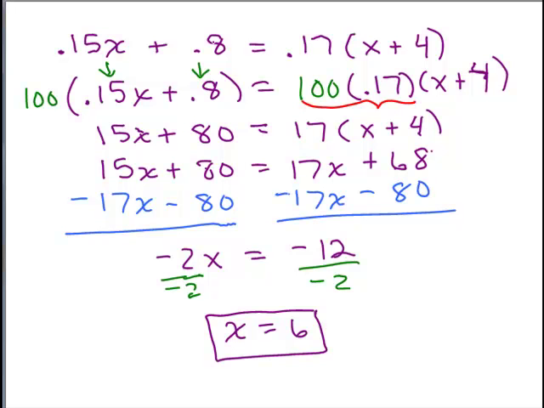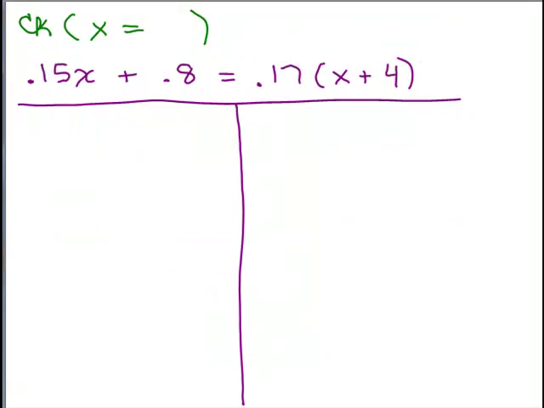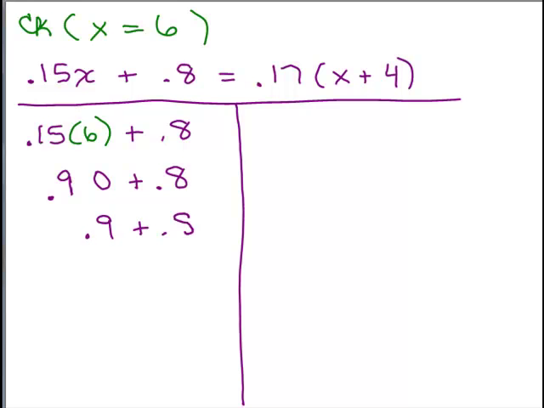So let's go ahead and check our answer, see if x equals 6 is the correct answer. So we're going to replace x with 6. And we'll simplify the left-hand side first. So I have 15 times 6. All right. So 15 times 6 is 90. But I've got two places after the decimal, so I'm going to have to bring that in. So it's 0.90 plus 0.8. And of course, 0.90 is the same thing as 0.9, right? So if you want to see that as 0.9 plus 0.8, and then you could line up your decimals and add that up, you get 1.7.